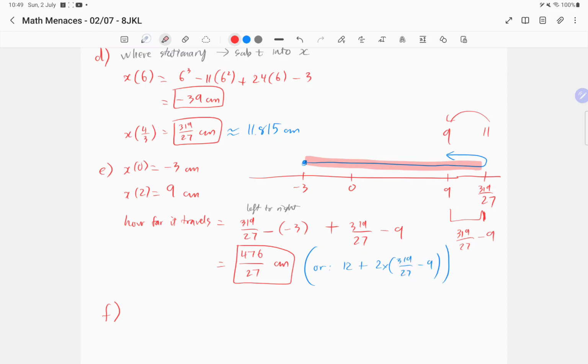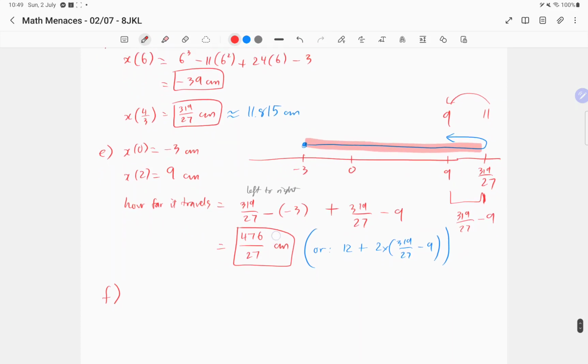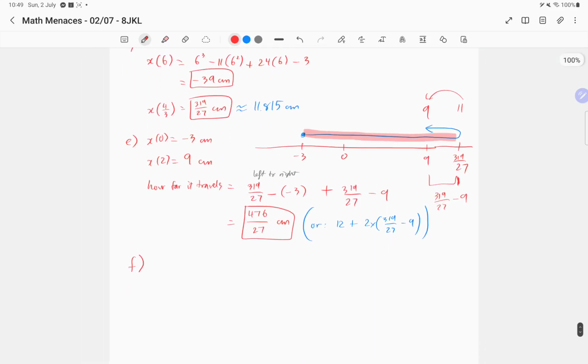And then for F, see if you can draw the travel graph for F. 7 seconds. Note that there will be 2 turning points. That's a hint. Okay. So, turning point at 4/3 and 6.